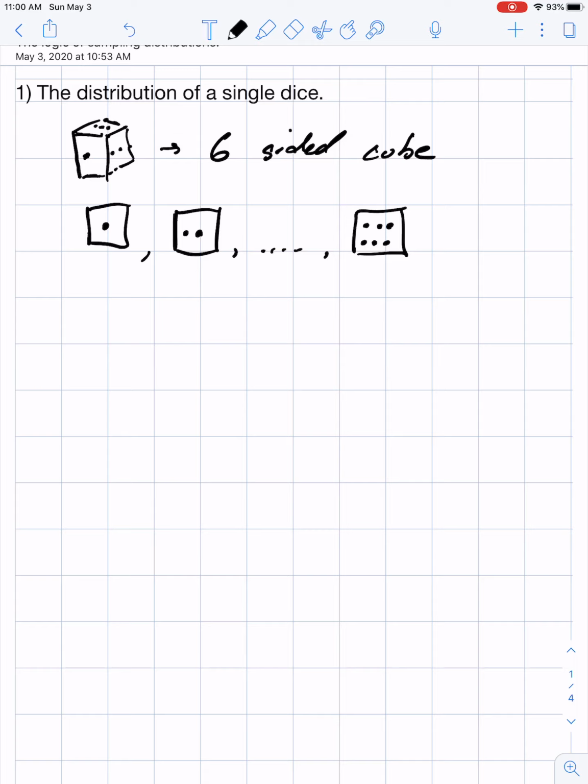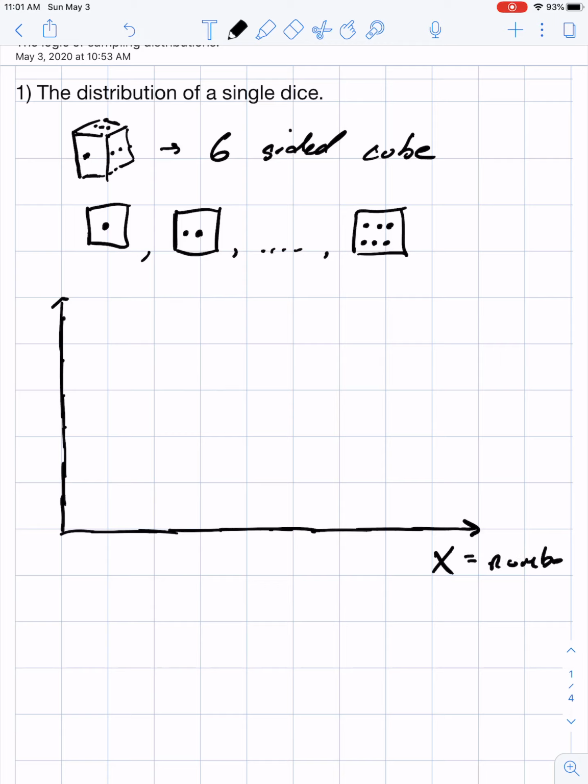So that's the example we're going to start working with. It's a really simple example to use because you probably already understand how a dice works. But one way statisticians like to express how a dice works is by drawing what's called a frequency distribution. So let's label our axis. Always label your axis. X equals number on dice. And on this graph up here, we're going to write the probability of X. So what's the probability of getting each number? On this axis, we only have 6 numbers, so we can just write 1, 2, 3, 4, 5, 6.